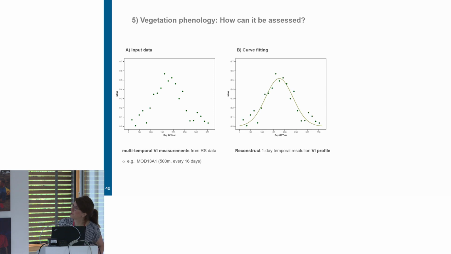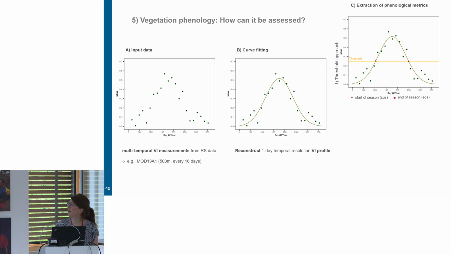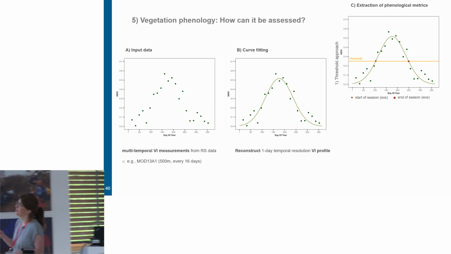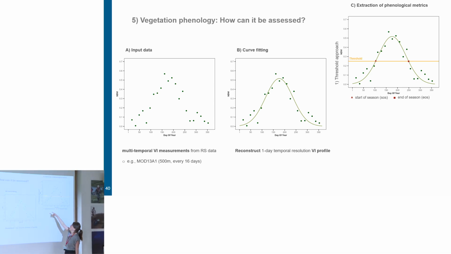We prepared the input data, we did the curve fitting, and there are different ways to extract these metrics. One really simple way is the threshold method. Basically, you choose an NDVI threshold, then you throw it over the whole year, and the first point is the start of the growing season. Remember, we have defined a growing season so that it only contains one peak, so it should work everywhere. And the second point where this threshold is crossed is the end of the growing season.